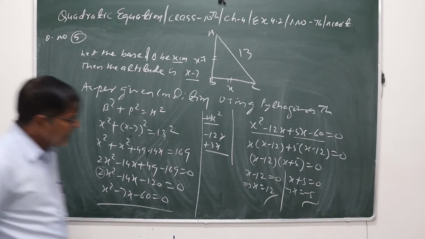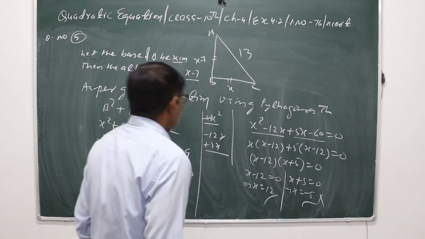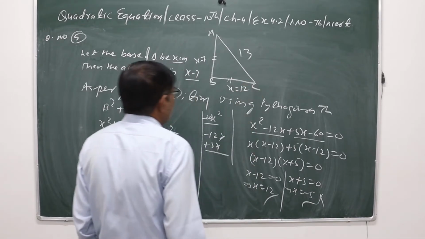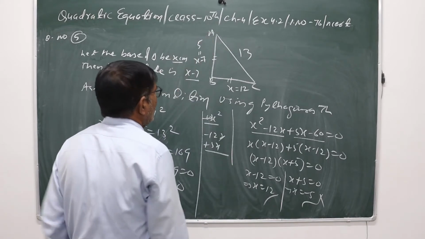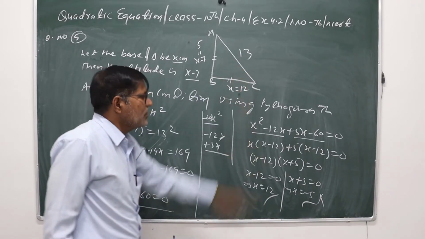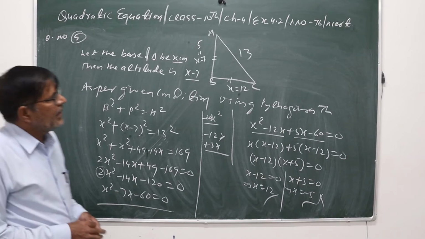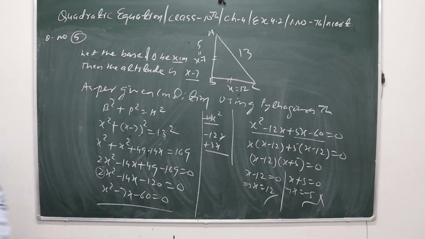Minus 5 is not possible because the base should be positive. So x is 12, then the perpendicular will be 5. So the Pythagorean triplet: 5 square 25 plus 12 square 144 is equal to 169. So in this way the base will be 12, altitude will be 5, and the hypotenuse is already given as 13. Please pause the video, note down.